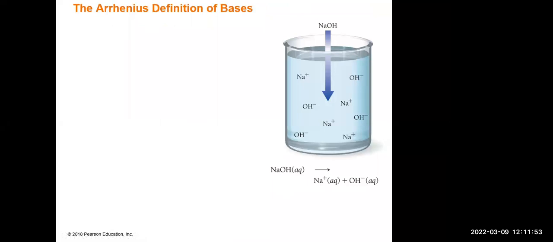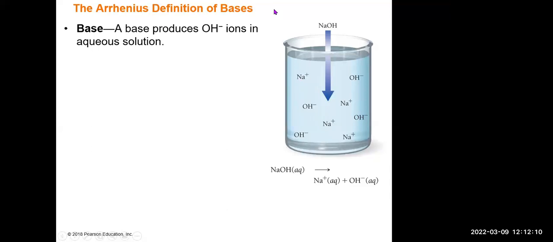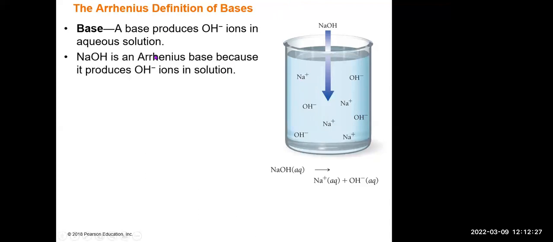Arrhenius definition of bases, and here is a picture. We have NaOH. We know NaOH is a strong base because if you put NaOH in water, what we get is Na plus ion and OH negative ion. The OH negative ion makes the solution have the characteristic of basic. The base, according to Arrhenius, produces OH negative ion in aqueous solution. So OH negative ion is the hydroxide. NaOH is an Arrhenius base because it produces OH negative ion in solution.